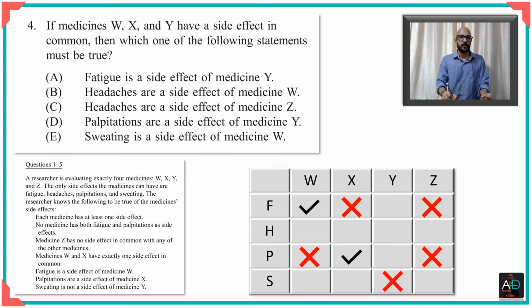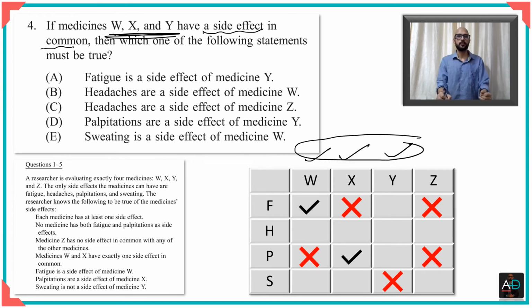Alright. So question number 4, I'm solving it for you. I hope you pause the video. It says that if W, X and Y have a side effect in common. Now, if they have a side effect in common, that means there should be a tick mark on W, X and Y, all three. That is what it means, a side effect in common. Now, can that happen with F? No, because X has a cross here. Can that happen with H? Yes, it can. Can that happen with P? No, because there's a cross here. Can that happen with S? No, because there's a cross here.